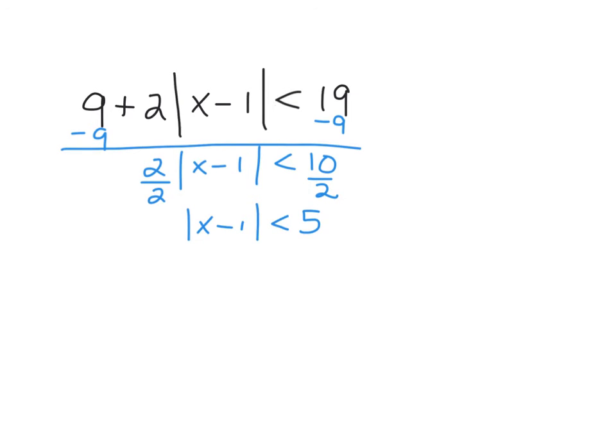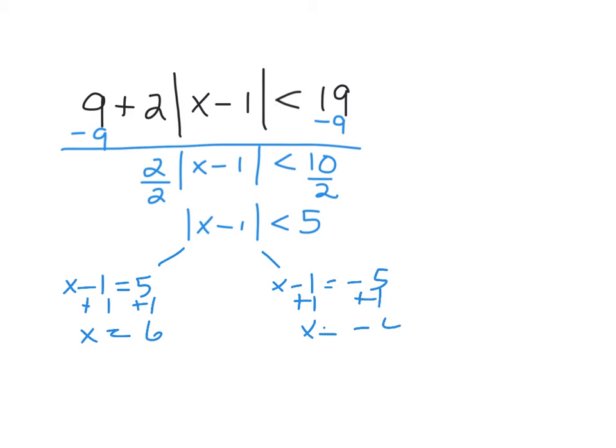And now that I've isolated, I can set up my two cases, keeping in mind this is an and. X minus 1 equals 5. X minus 1 equals negative 5. These are very procedural. Add 1 to both sides, add 1 to both sides. I get x equals 6. X equals negative 4. And again, keeping in mind it's an and. We're not looking at anything crazy. This year, 2020 has been crazy enough, and this is an and statement. I'll have open circle to open circle.